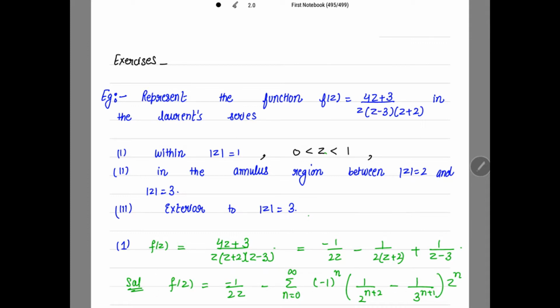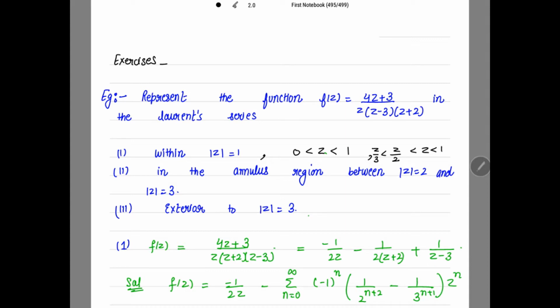Just try this. First term is as it is. For the second term, I have mod z less than 1. So, what should I take common? I should take 2 common, because if mod z is less than 1, then obviously z by 2 is also less than 1. And for the third term I should take 3 common, because again z over 3 is less than z by 2, which is further less than 1. So for the first part, take 2 common and 3 common from the denominator.